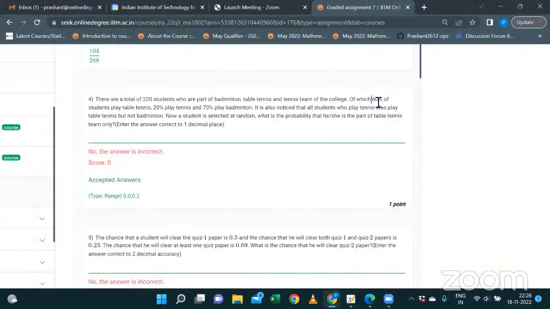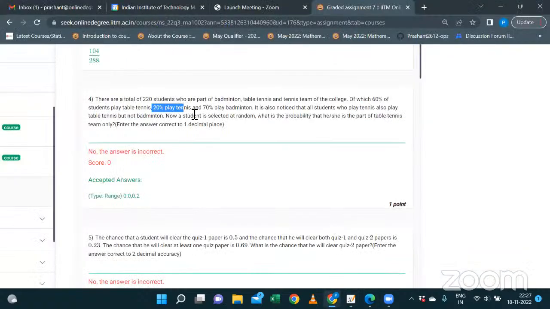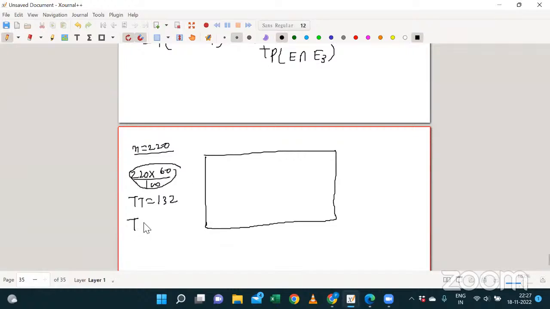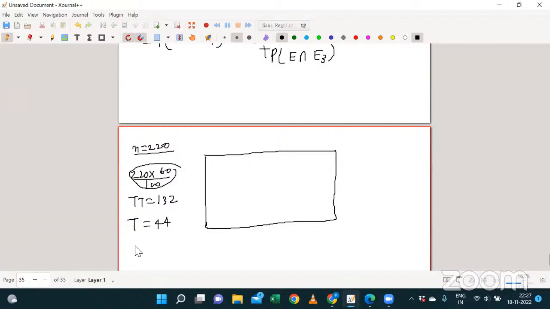Now, it's saying 60% of the students play table tennis. So what will be 60% of 220? It's 132 students, so for table tennis 132, correct? Yes, sir. Now 20% play tennis, so 20% of 220 will be 44. Now 70% play badminton, so 70% of 220 will be 154.